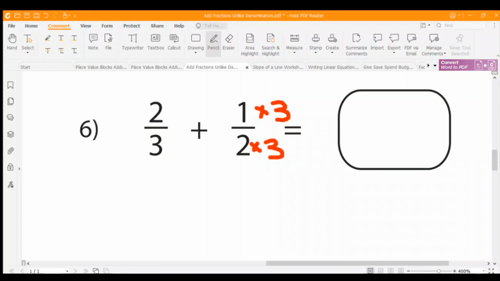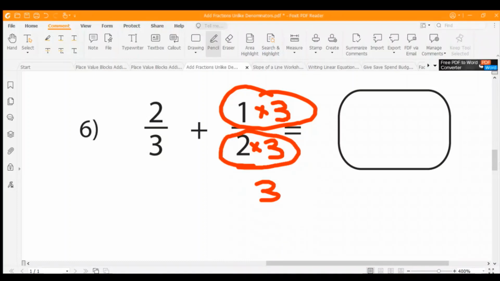We're going to multiply that out and change this fraction. 1 times 3 is really 3. Right? And 2 times 3 is really 6. So we just change 1 over 2 to 3 over 6. And that is an equivalent fraction. 1 out of a 2-slice pizza is the same as 3 out of a 6-slice pizza.